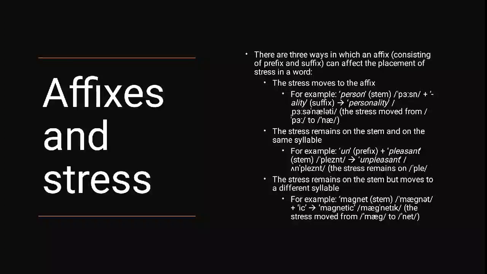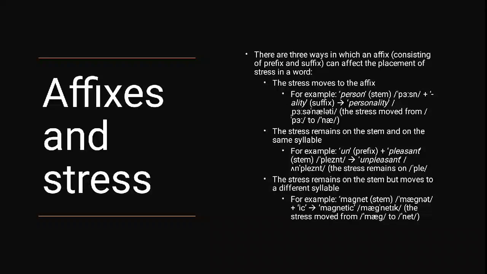Affixes and stress. There are three ways in which an affix, consisting of prefix and suffix, can affect the placement of stress in a word. A prefix is an affix that comes before the stem, and a suffix is an affix that comes after the stem. The first is stress moves to the affix. For example, person as stem, the stress is on person. And then we add -ality as a suffix, it becomes personality. The stress moves from per to ne.